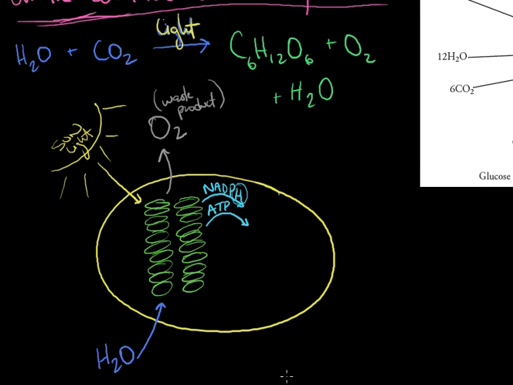I'll make a little note down here that ATP is adenosine triphosphate. Tri means three. So it's an adenosine molecule, which we'll learn a little bit more about later, and it's got 3 phosphates attached to it.